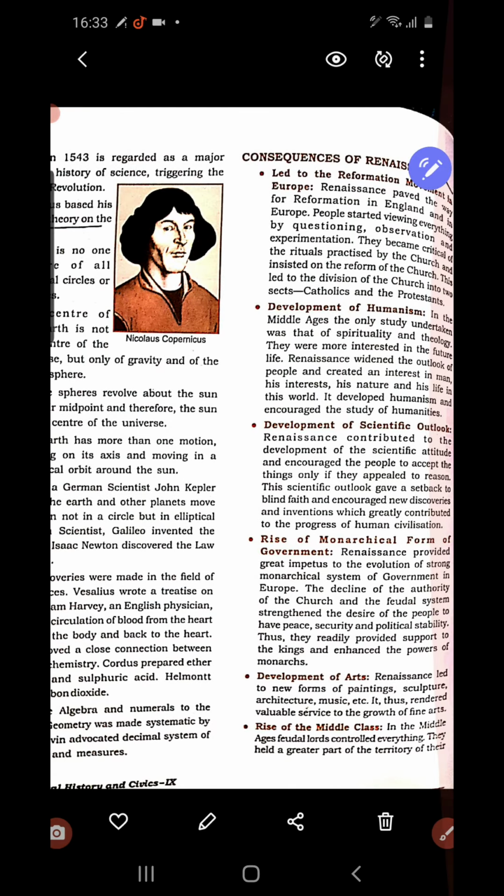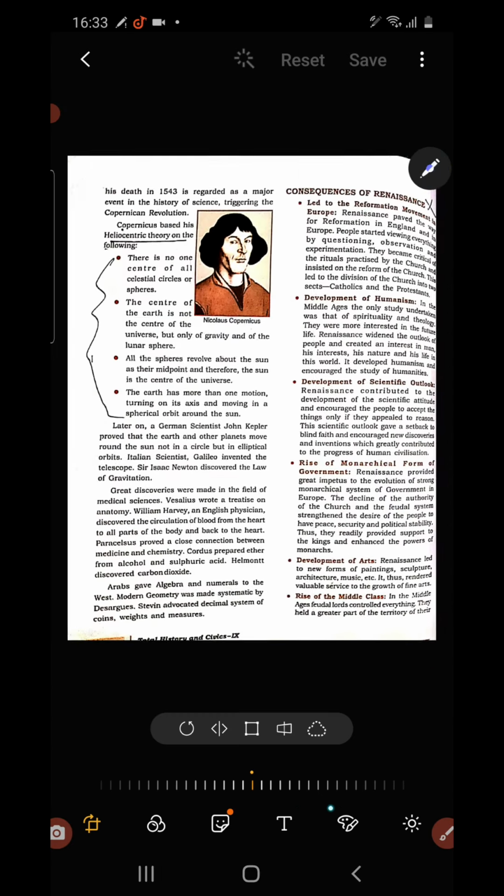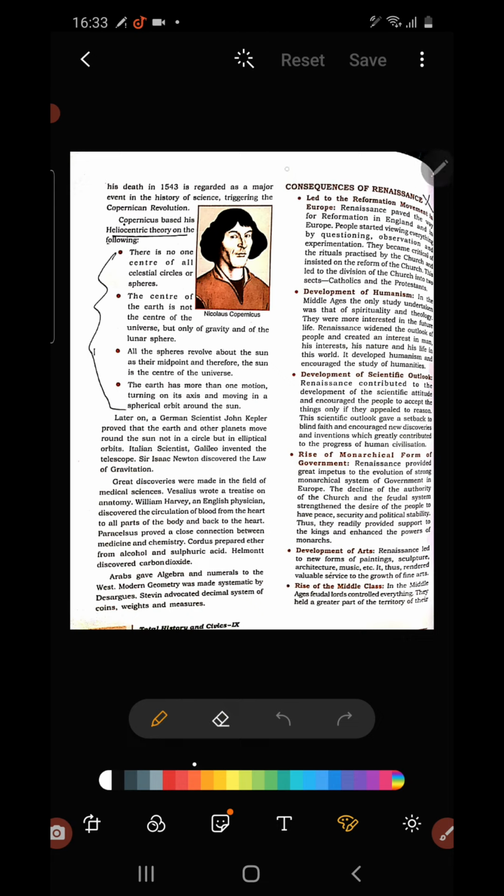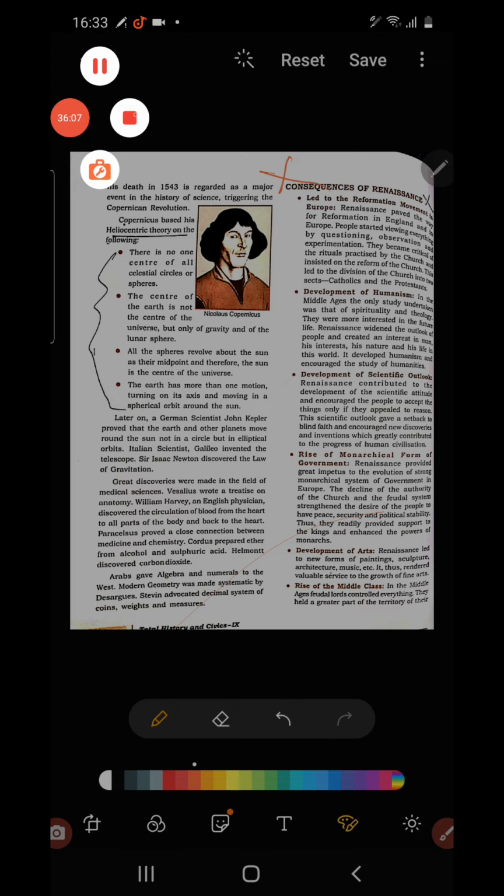Then about consequences, it is not there. You don't have to study the topic consequences. So children, we are winding up the topic Renaissance. This much only you need to study. Follow the lesson, study properly and score the marks. Okay, all the best.